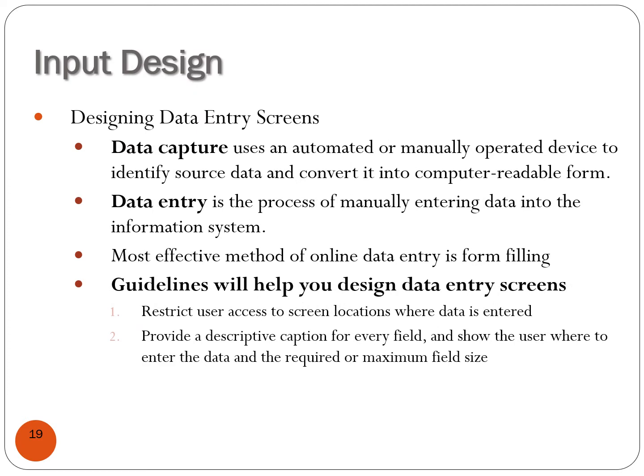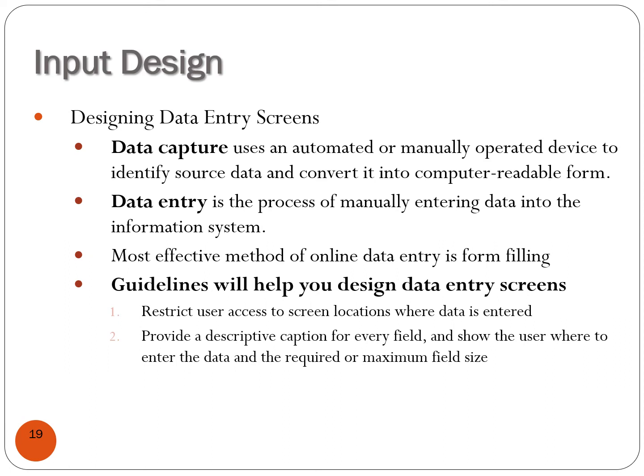During input design, you determine how data will be captured and entered into the system. Data capture uses an automated or manually operated device to identify source data and convert it into computer-readable form. Data entry is the process of manually entering data into the information system. The most effective method of online data entry is form filling. The following guidelines will help you design data entry screens that are easy to learn and use.